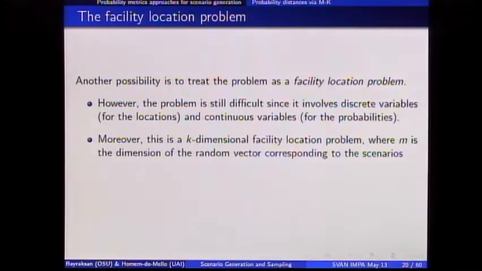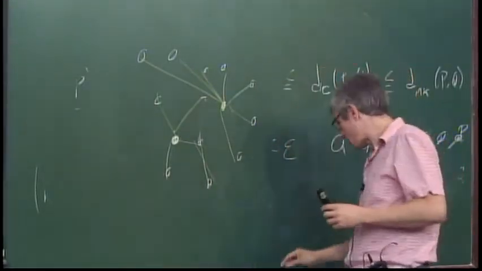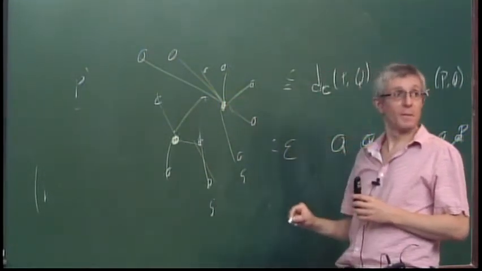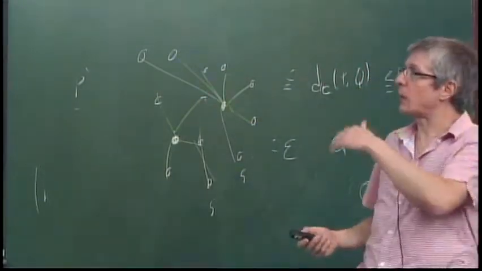Also, this is k-dimensional. Remember, we are not talking about one-dimensional points here. Each point here is actually a k-dimensional vector, because that's the size of the uncertainty, our xi. Each point here corresponds to a xi in our problem, so each of them is a vector in our case. That's another complication here.